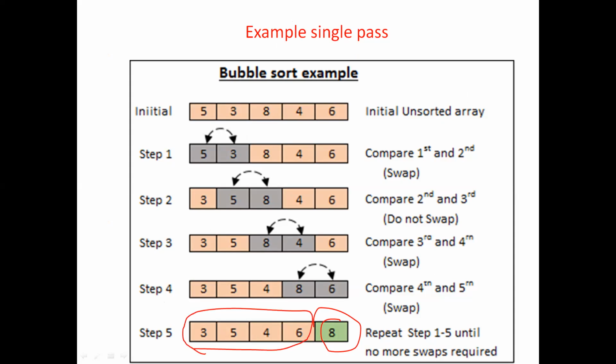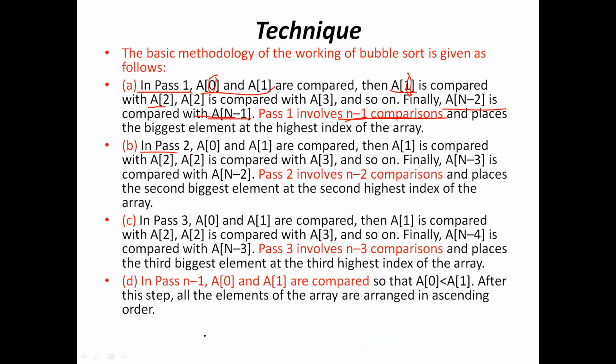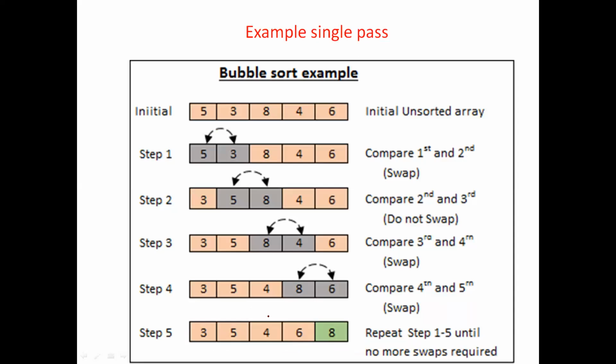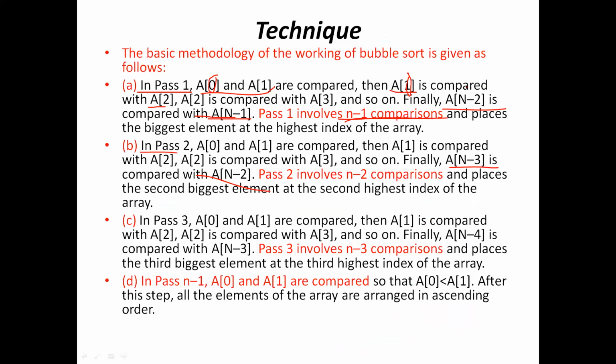So what is the number of comparisons in pass 2? N minus 2. In pass 1 it is n minus 1, in pass 2 it is n minus 2. Finally, A[n-3] is compared with A[n-2]. These are compared in pass 2. So it goes on like that.